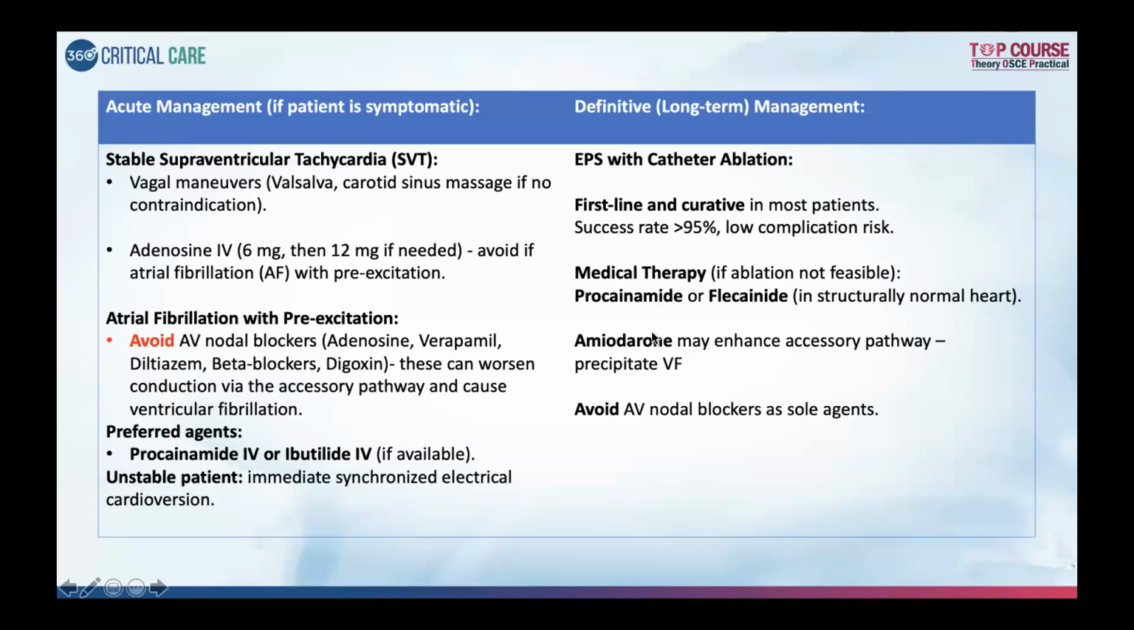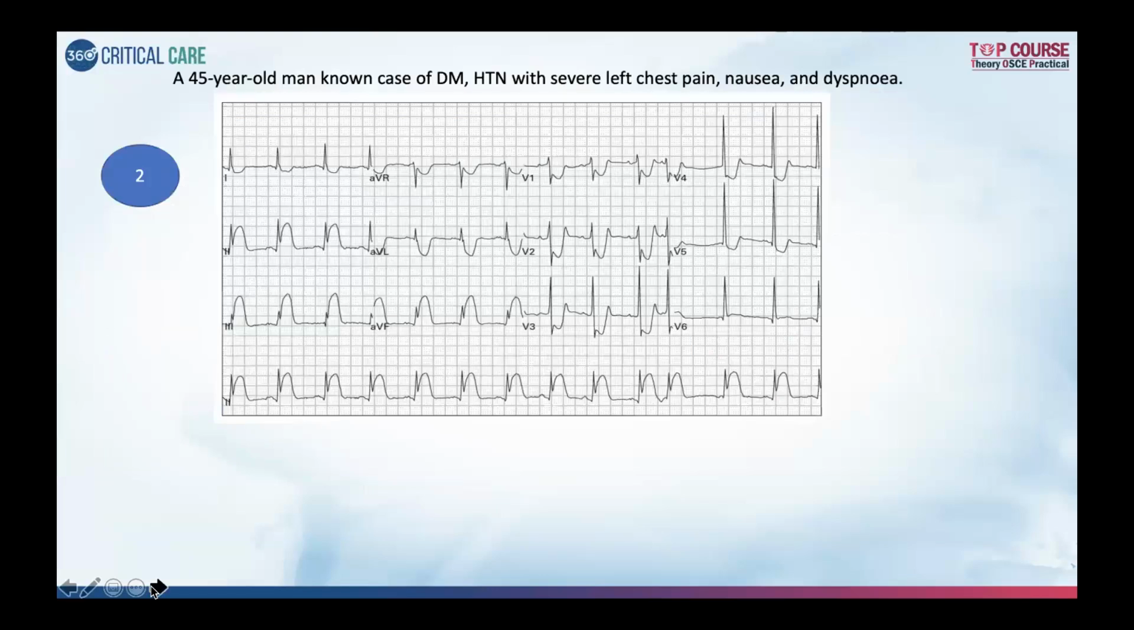And the definitive therapy would be electrophysiological study with ablation of the accessory pathway. So that is going to be curative. Okay. So next ECG, a 45-year-old man, known diabetic hypertensive, presents with left-sided chest pain, nausea, and dyspnea. So this is an ECG. So anybody who wants to, yeah, right.